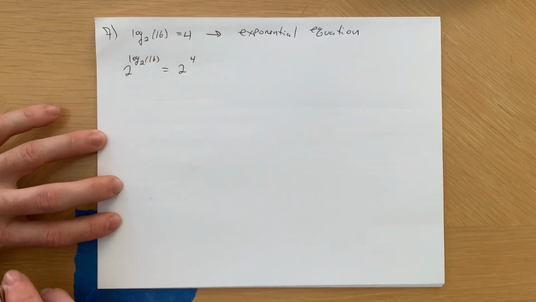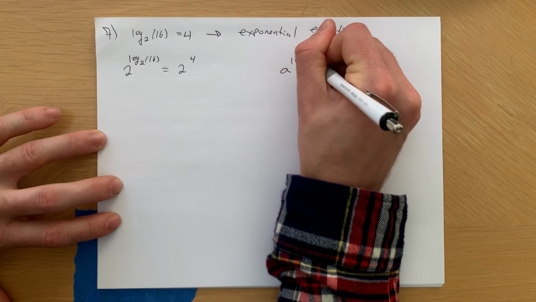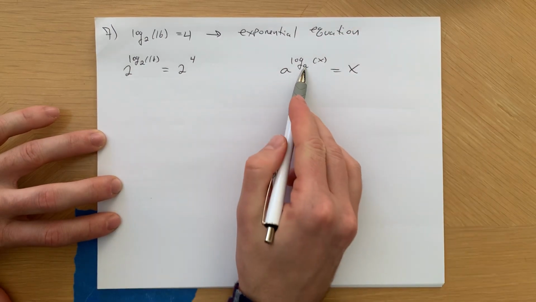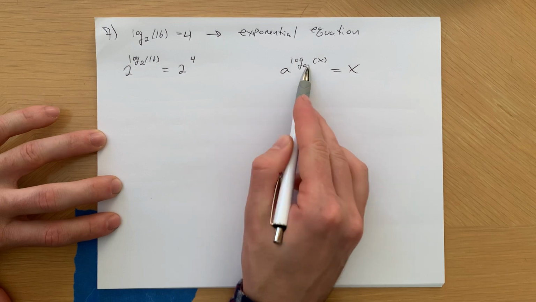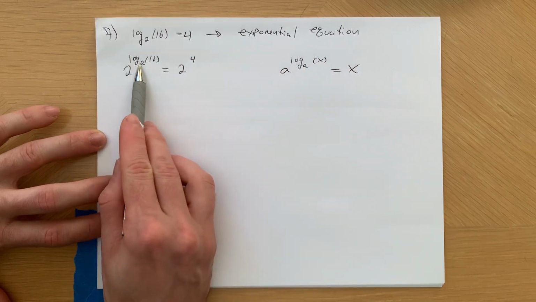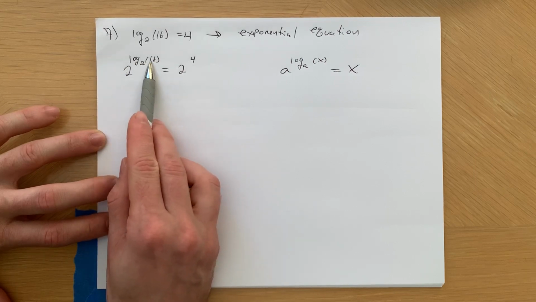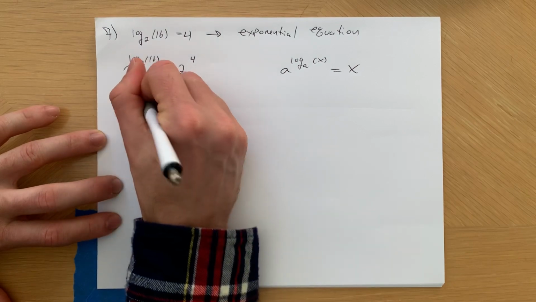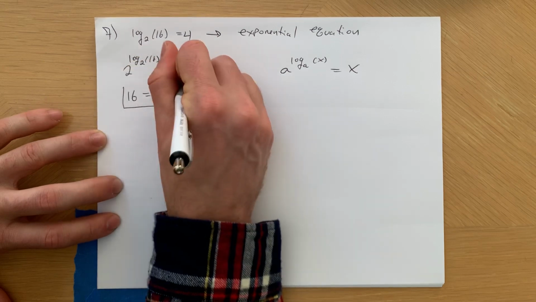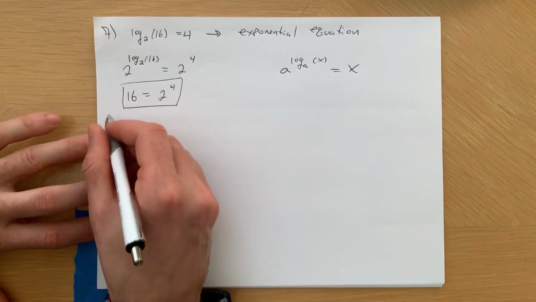And then there's a log rule that we need to use here, that if we have, say, a to the log base a of x, this is equal to x. So whenever you have this number down here raised to a log and the base of the log is also that number, you just get rid of everything and you're only left with the inside. So here, this number and the base of the log are the same thing. They're both 2. So we can get rid of this 2 and this log, and we're just going to be left with the 16. So the left-hand side is 16, and the right-hand side we just leave as 2 to the 4. And so this will be the converted exponential equation that we want.